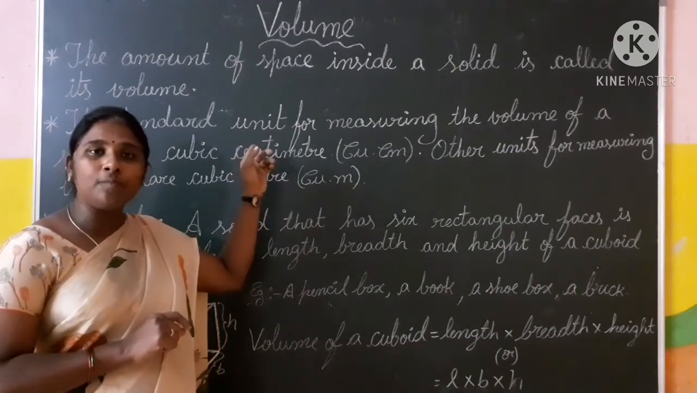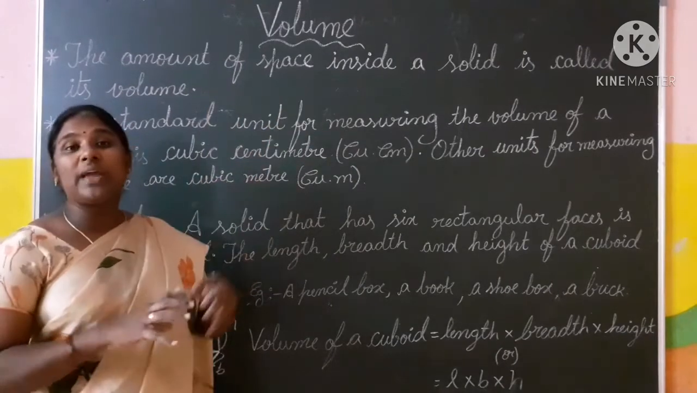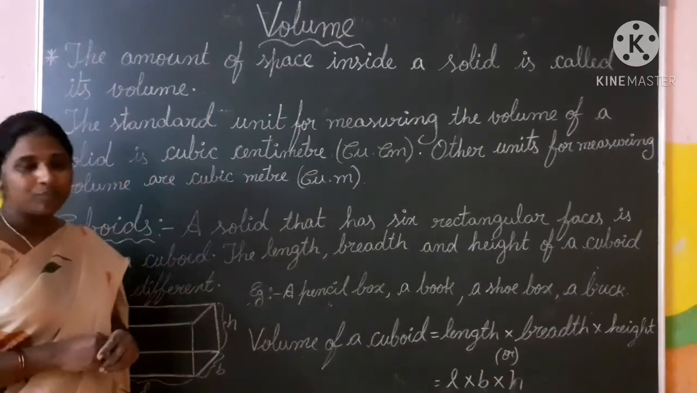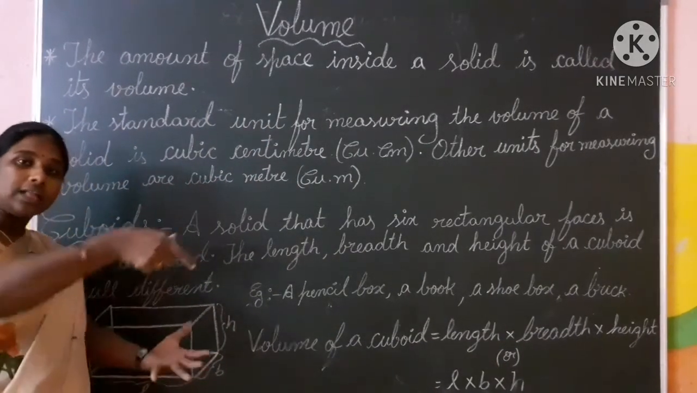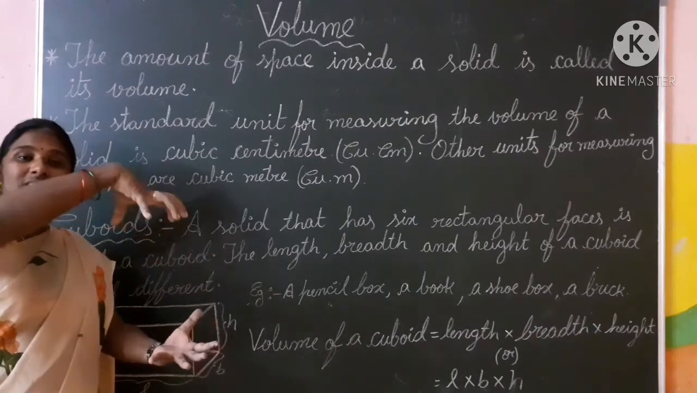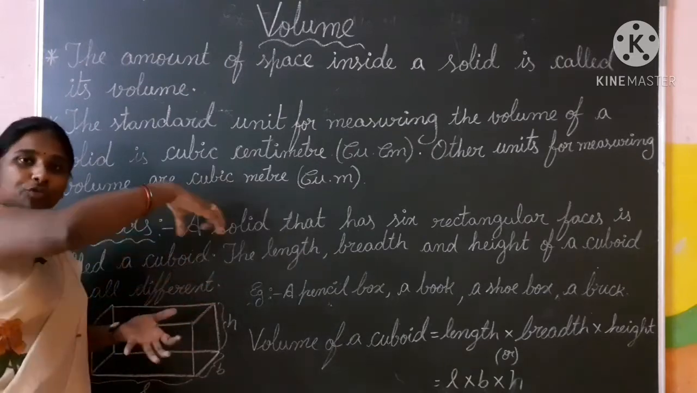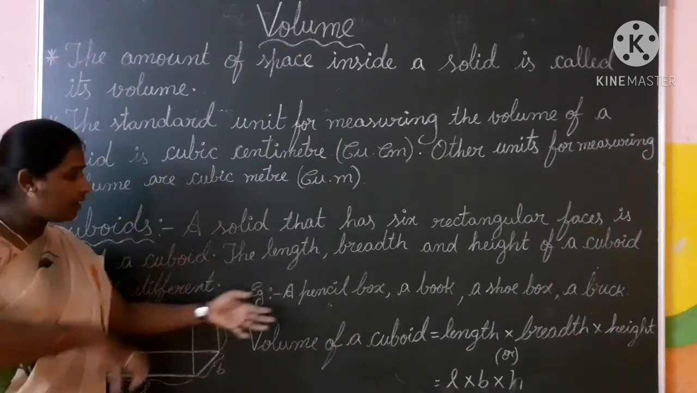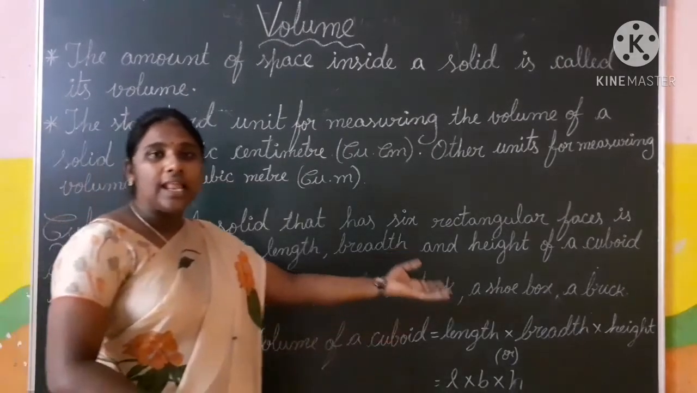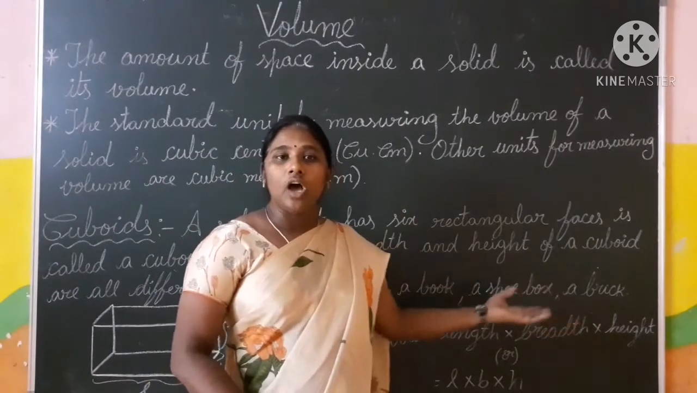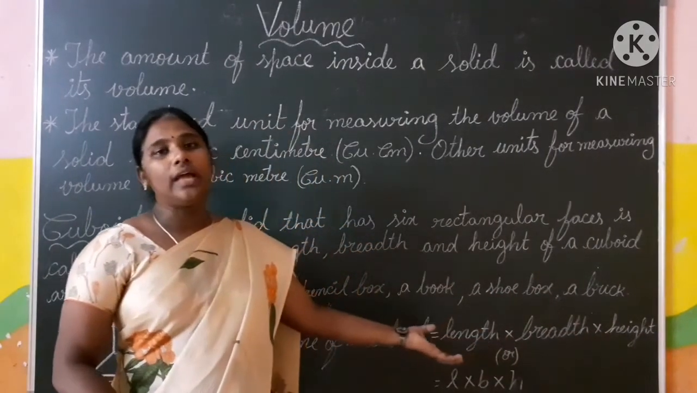What is meant by volume? The amount of space inside a solid. If you take the box, how much space inside it is occupied is called its volume. So how to find the volume of this cuboid? The volume of a cuboid is length into breadth into height, or L into B into H.